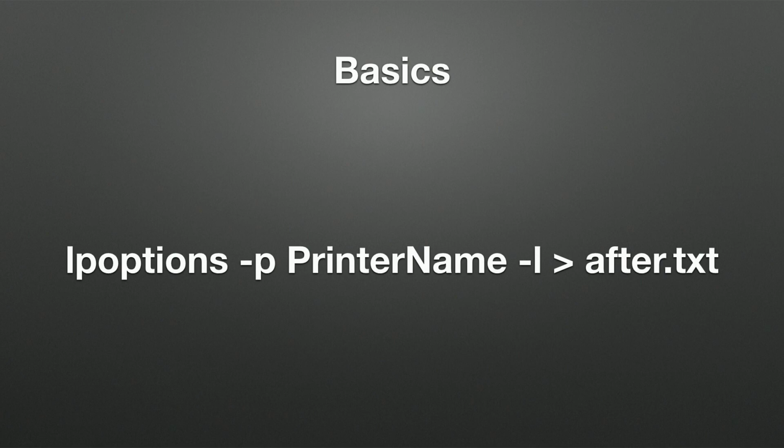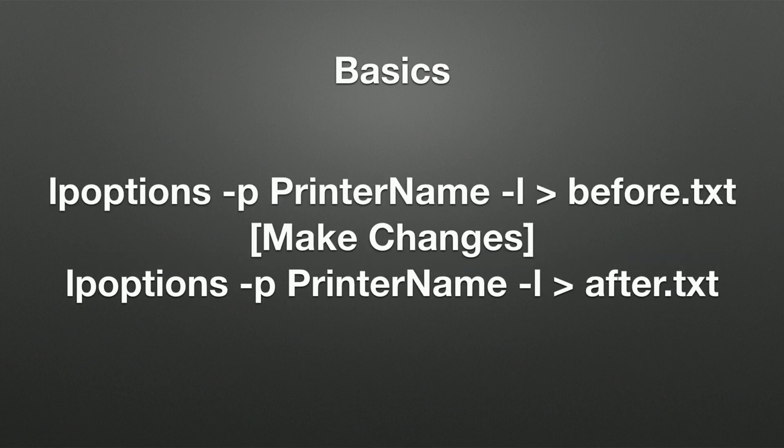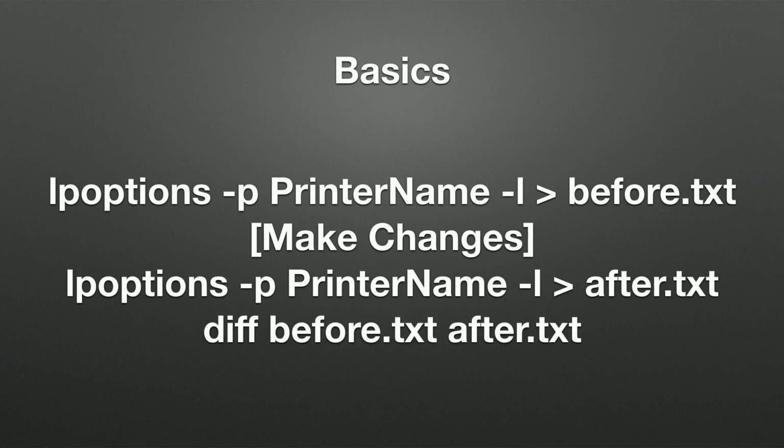Now that that change has been made, we can get a list of the options again, and we'll redirect that to a new file. In this case, again, after text. So we have a before and we have an after. They're essentially snapshots. And to easily see what was specifically changed, we just run the diff command.